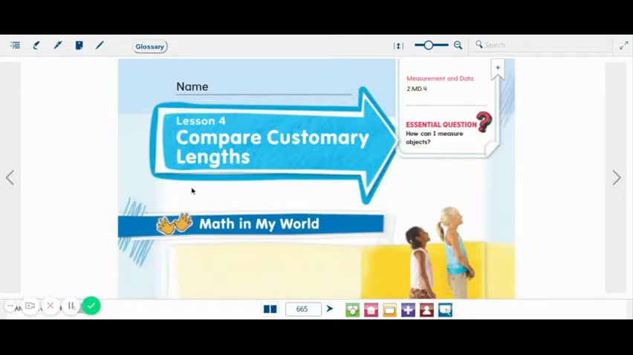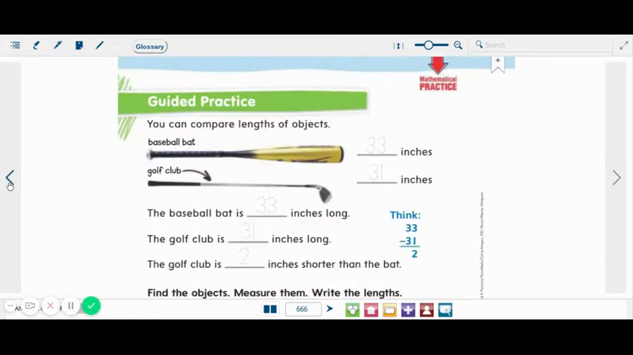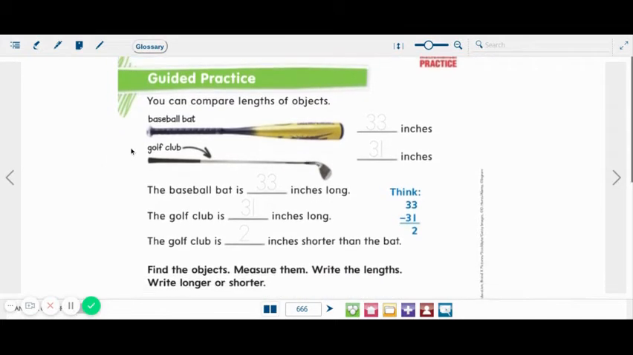Alrighty, so the main focus of today is taking two objects and then comparing them. When I flip over the next page, I'll show you what I'm talking about. You can compare lengths of an object. So for the guided practice right at the top on page 666, they are comparing two objects here. You have a baseball bat and also a golf club.